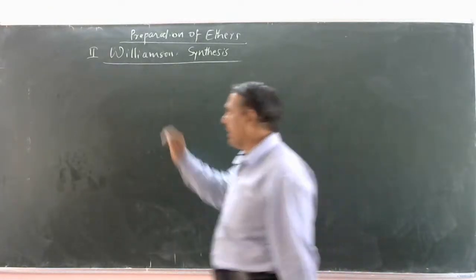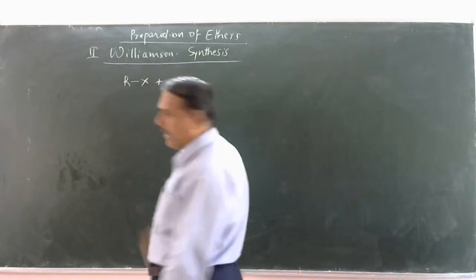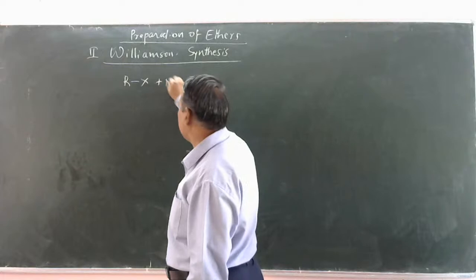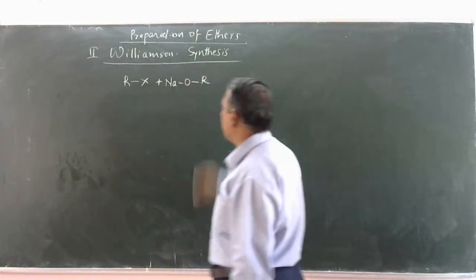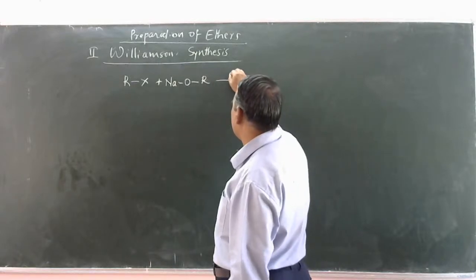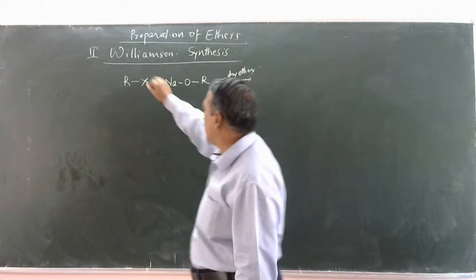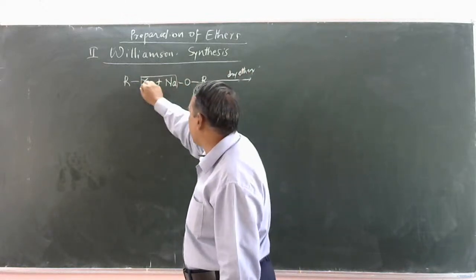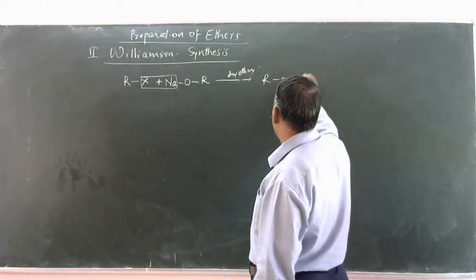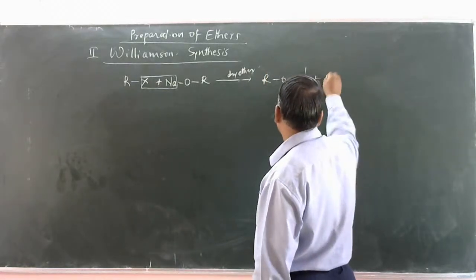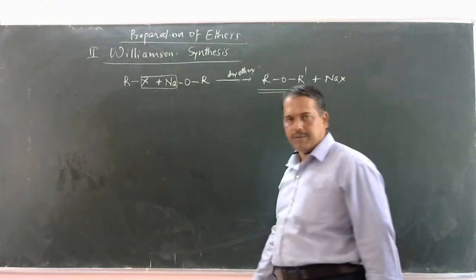An alkyl halide with the general formula RX, when it reacts with a sodium alkoxide, RONa, in presence of dry ether, the sodium and the halogen atom combine, and we will get ROR plus NaX. A general reaction which is very simple.